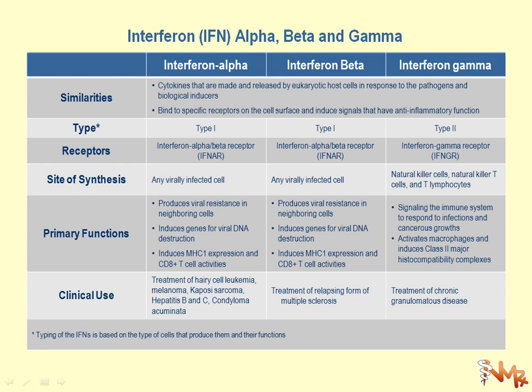Interferon gamma. Primary function of interferon gamma is signaling the immune system to respond to infections and cancerous outgrowths. Activates macrophages, induces class 2 major histocompatibility complexes. The clinical usages of these three types of interferons, however, is important.